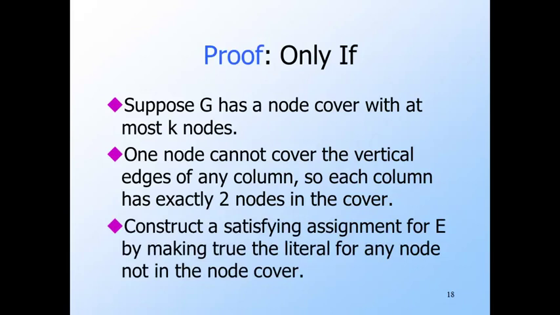We claim that from the nodes not selected for the node cover, we can figure out a satisfying assignment for E. If there is an unselected node corresponding to literal x, then make propositional variable x true in the truth assignment. If there is an unselected node corresponding to literal not x, then make x false. We'll see why this works on the next slide.